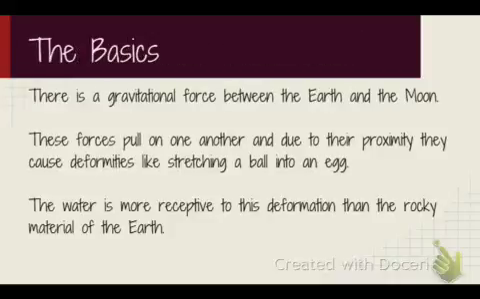So there is a gravitational force between the Earth and the Moon. Those forces pull on one another, and due to their proximity, they cause deformities like the stretching of a ball into an egg. Because water is more receptive to this deformation than the rocky material of the Earth, it actually is able to move and cause these tides that we know of.